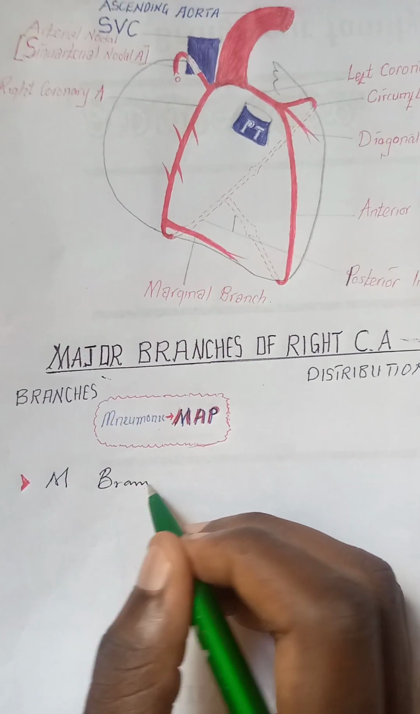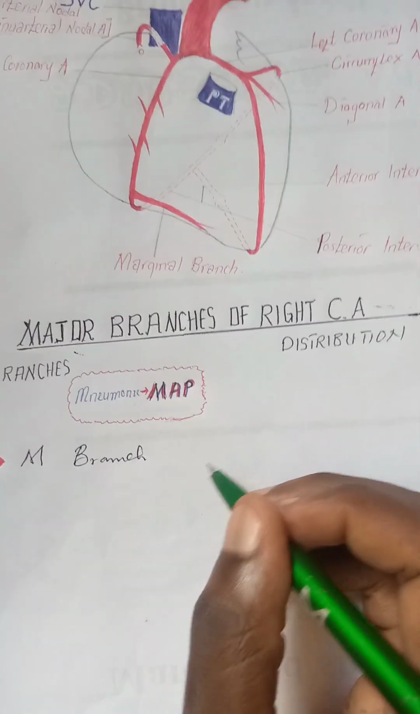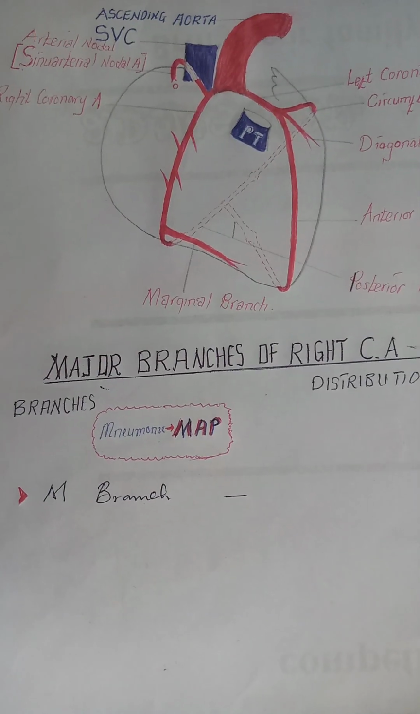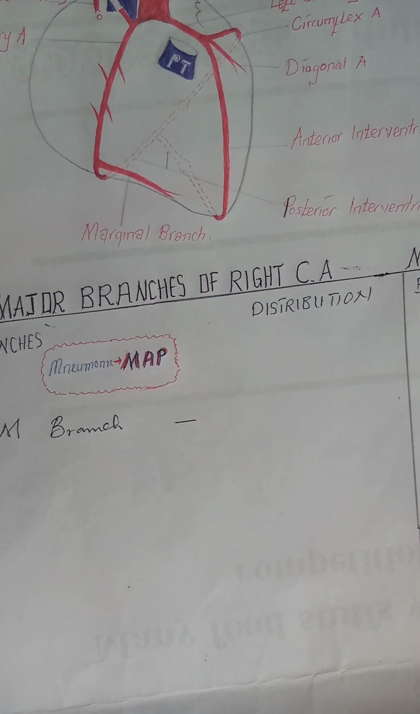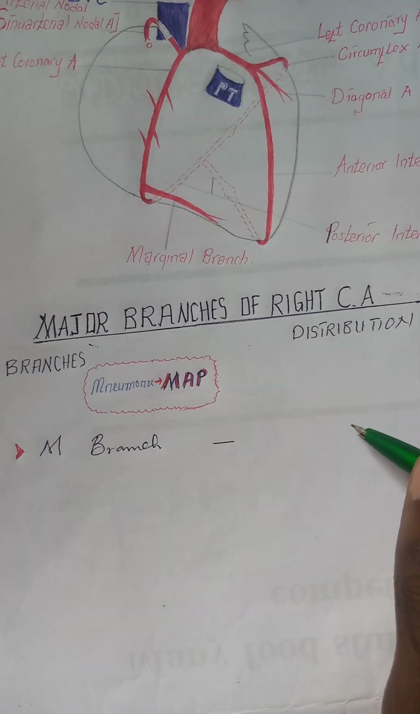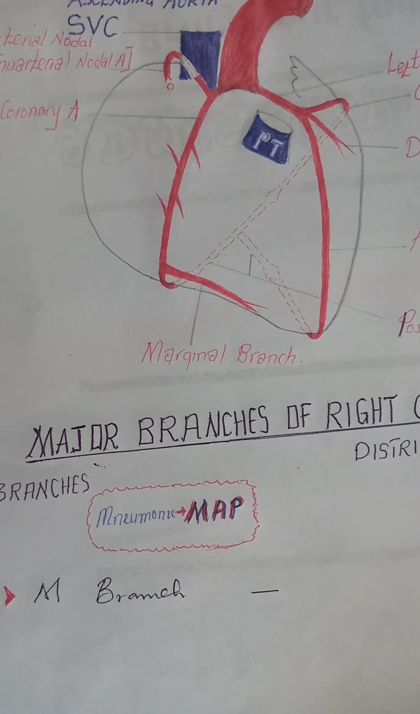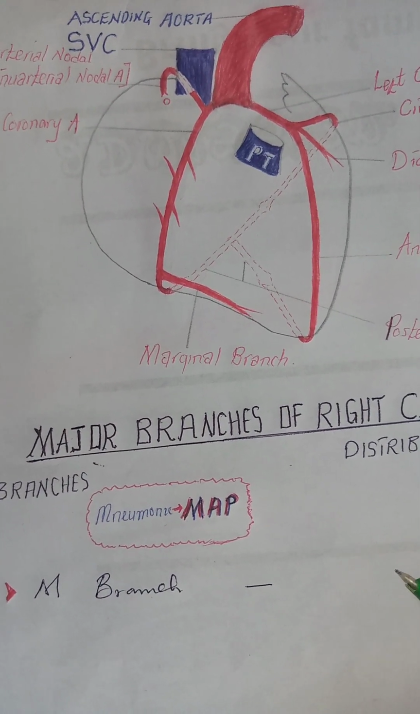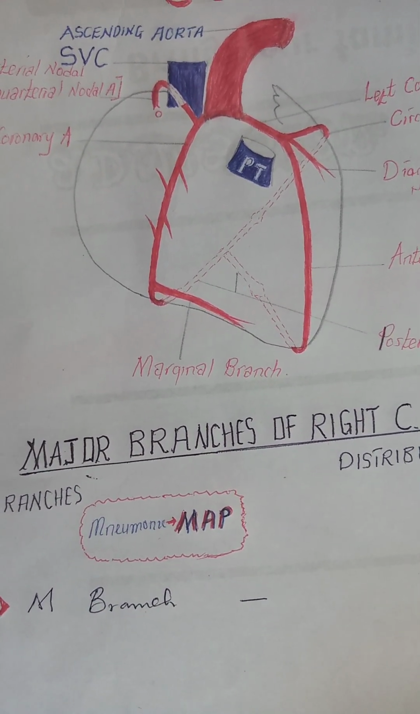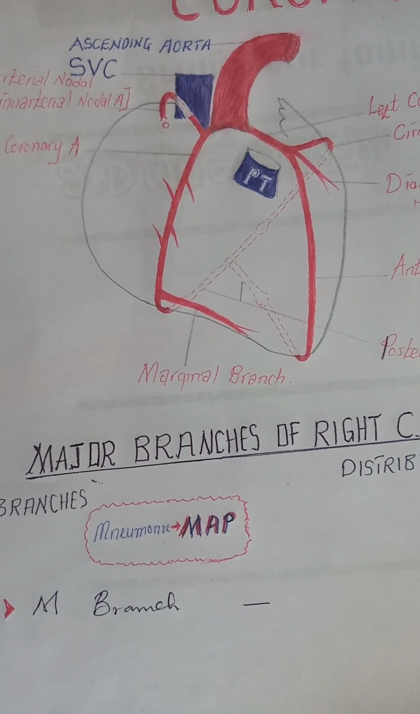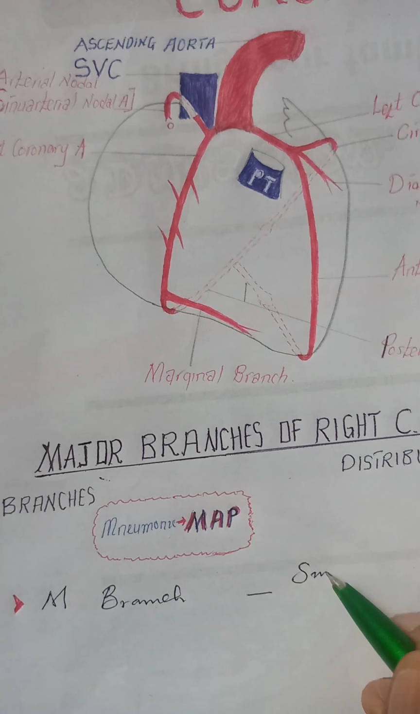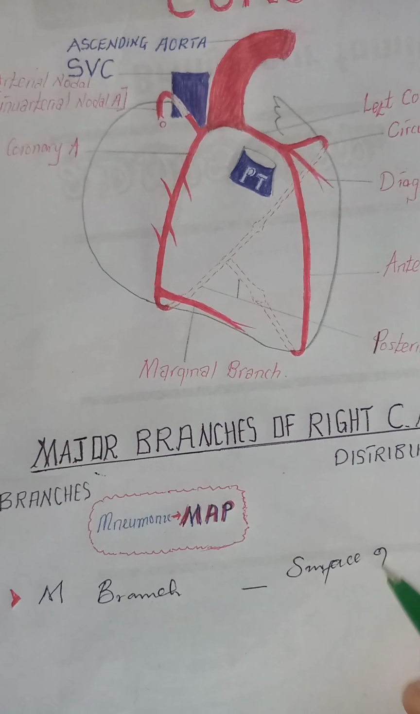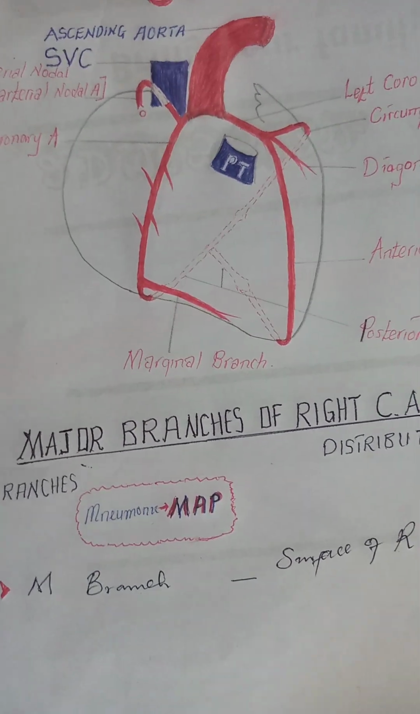Okay, so what does it supply? This is our main interest. Once we mention a branch, we need to know what it supplies. The marginal branch, as you can see, supplies the inferior surface of the right ventricle. So we can just say surface of right ventricle.